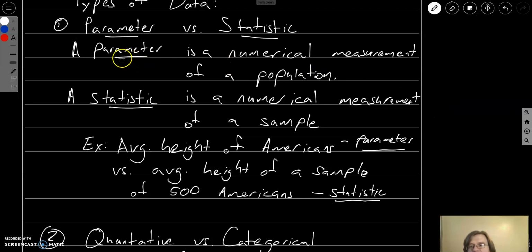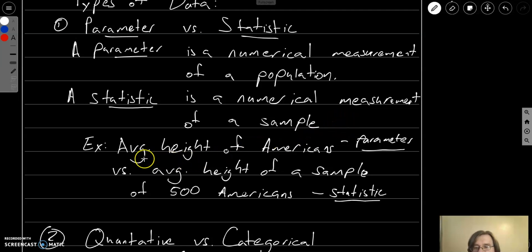A parameter is simply a numerical measurement of a population, of an entire population. And a statistic is a numerical measurement of a sample. One way to remember this is that parameter and population both start with P, and statistic and sample both start with S. Typically, we will not know a parameter because we're not going to know everything about a population in general, whereas we will use statistics, as in individual statistics about specific samples, to try to estimate a parameter.